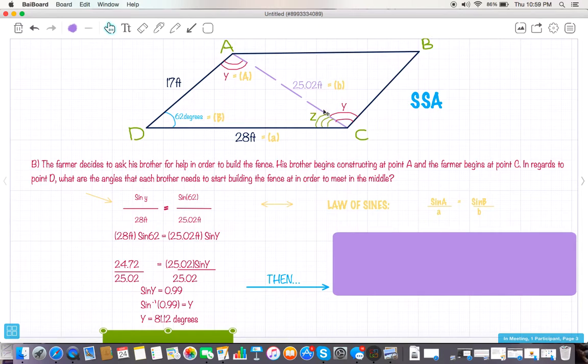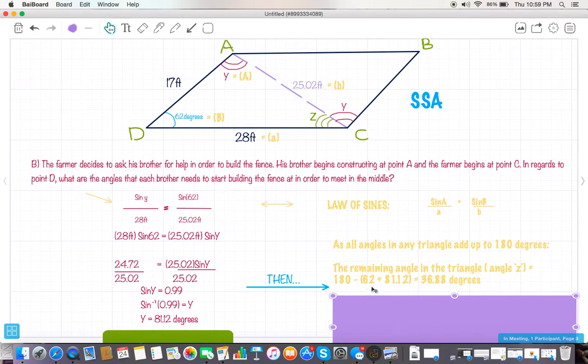The next part, solving for the last angle, angle z, is to know that all angles in a triangle must add up to 180 degrees. So in order to find z, we add angle y and angle D, and subtract the sum of those two numbers from 180. What that ends up being is 180 minus, in brackets, 62 plus 81.12, which is equal to 36.88 degrees.